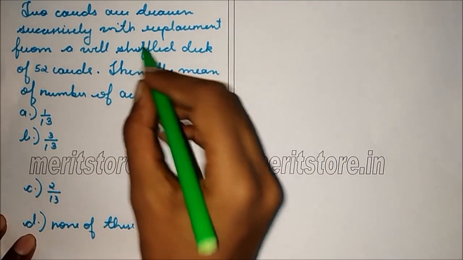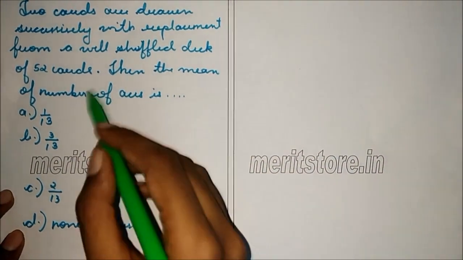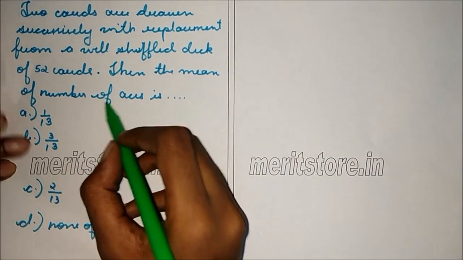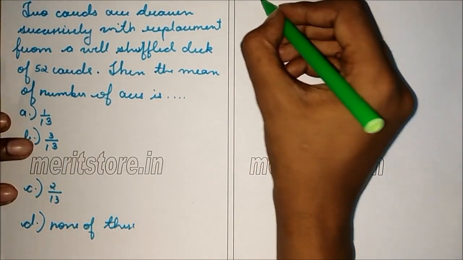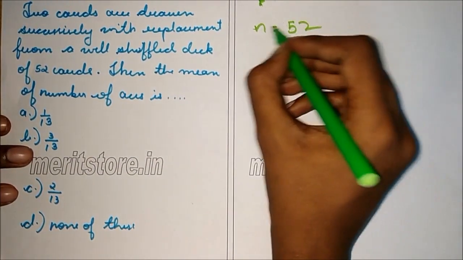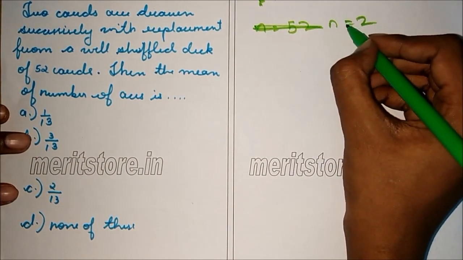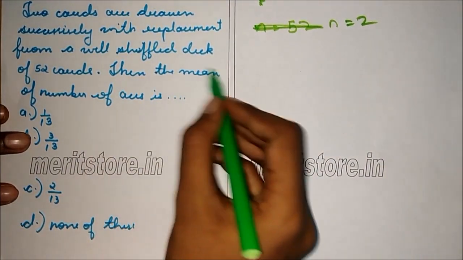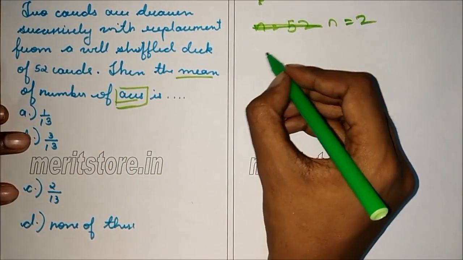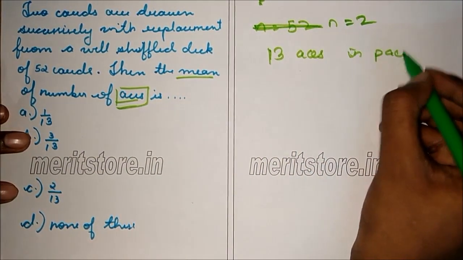Two cards are drawn successively with replacement from a well-shuffled deck of 52 cards. Then the mean of the number of aces is? So there are 52 cards, so n will be 52. Two cards, there's a mistake, two cards are drawn, so the number of trials will be 2. And we are supposed to find the mean of the number of aces. So the number of aces in a pack of 52 cards is 13. So there are 13 aces in a pack of 52.